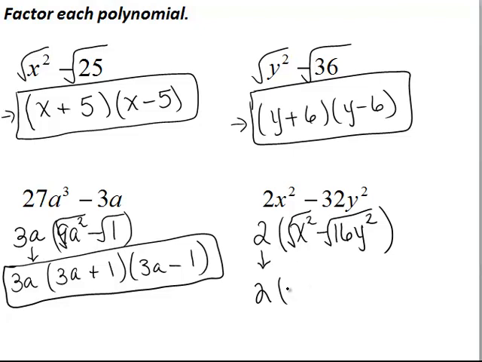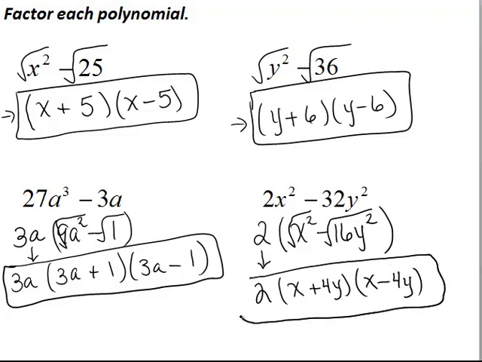The square root of x squared again is x, so I'm going to write x plus and x minus. Now, the square root of 16 is 4, and the square root of y squared is y. So I will write plus 4y and subsequently minus 4y. So there you have it. You have factored this one also using the property of difference of two squares.